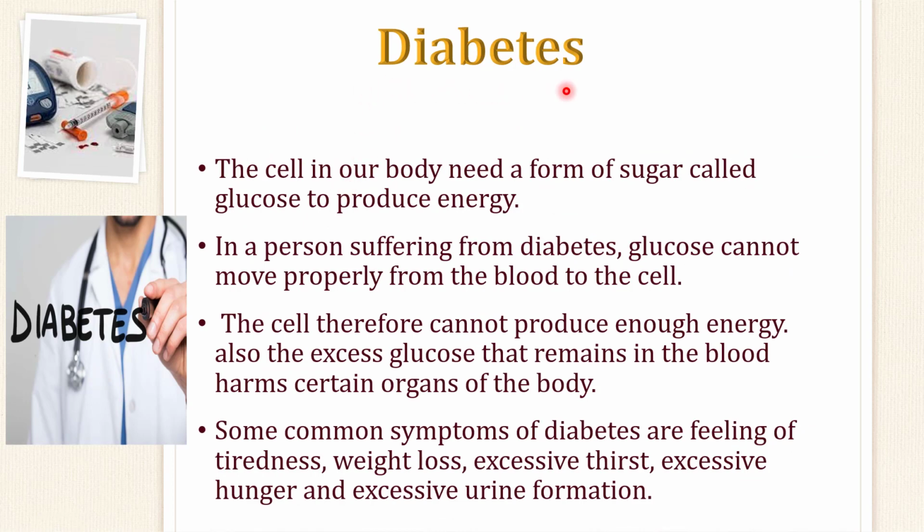Now let's talk about diabetes. The cells in our body need a form of sugar called glucose to produce energy. In a person suffering from diabetes, glucose cannot move properly from the blood to the cells. The cells therefore cannot produce enough energy. Also, the excess glucose that remains in the blood harms certain organs of the body. Some common symptoms of diabetes are feeling of tiredness, weight loss, excessive thirst, excessive hunger, and excessive urine formation.